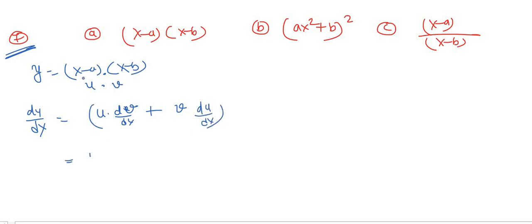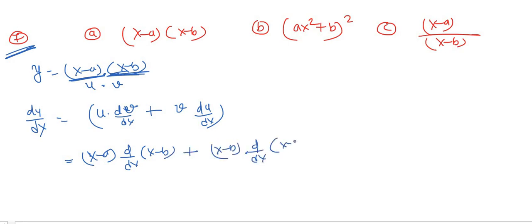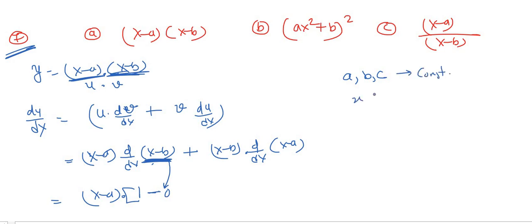So this is u and this is v. (x minus a) d by dx of (x minus b) plus (x minus b) into d by dx of (x minus a). Correct? So now x minus a as it is, derivative of x minus b: derivative of x is 1 and derivative of b will be 0. Always remember in maths, a, b, c are treated as constants and x, y and z are treated as variables. So these are reserved in maths. So wherever you see a, b, c, we will treat it as a constant.